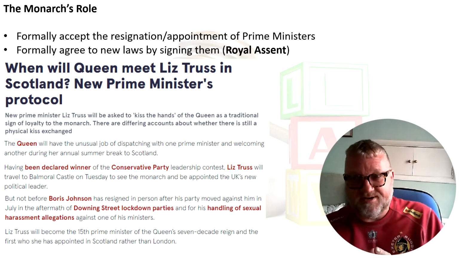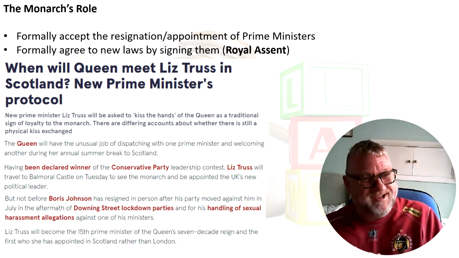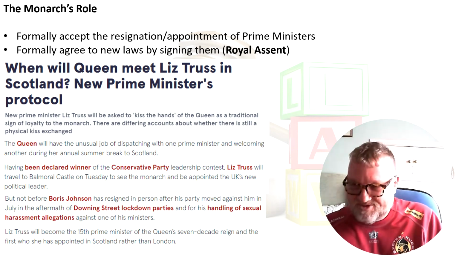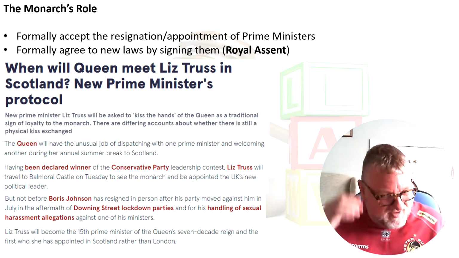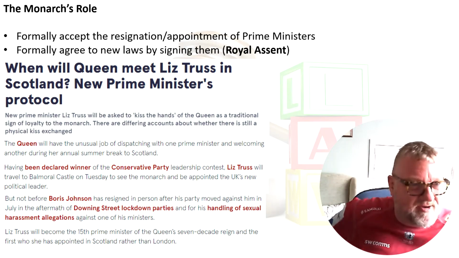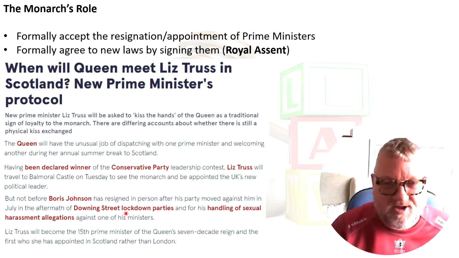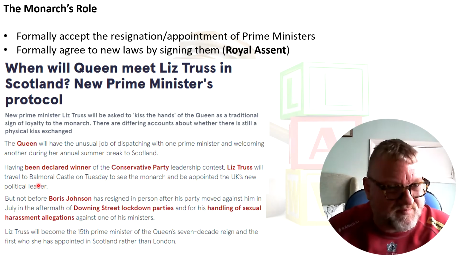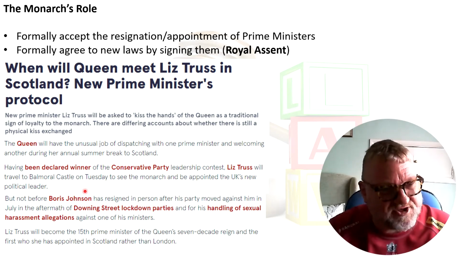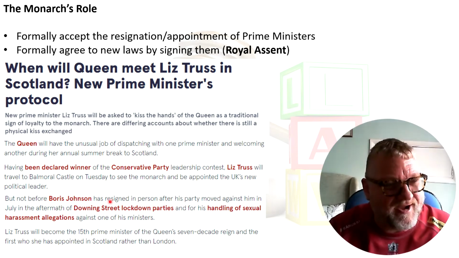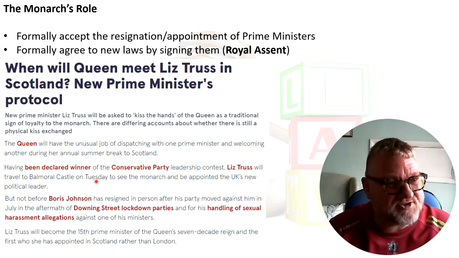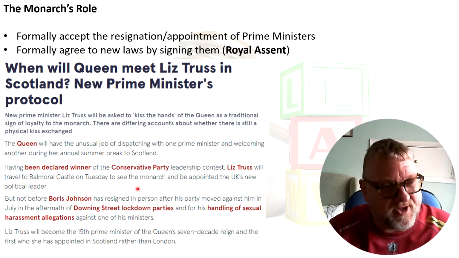And here's a lovely example of how our country works. So when the Queen was alive, Liz Truss was appointed Prime Minister, but then she didn't do a very good job, and so she had to resign. Sorry, I'm talking rubbish. This is when Boris Johnson resigned. Boris resigns, Liz takes over. Let's get this the right way around.